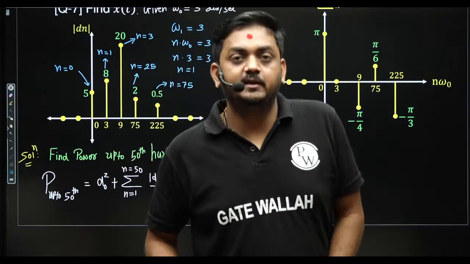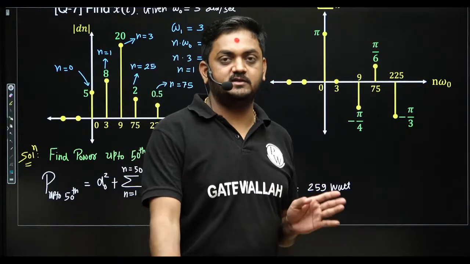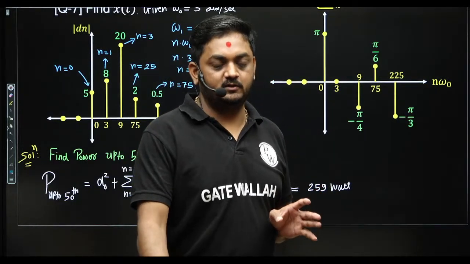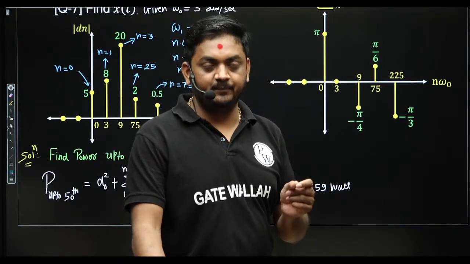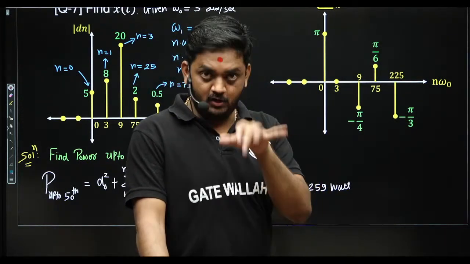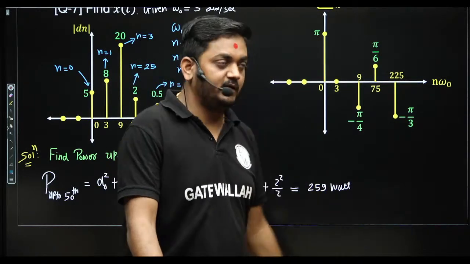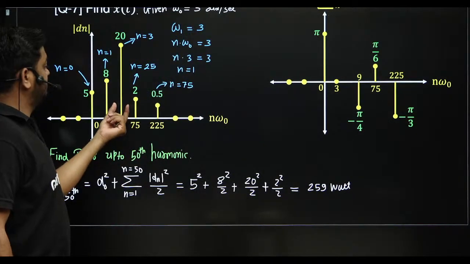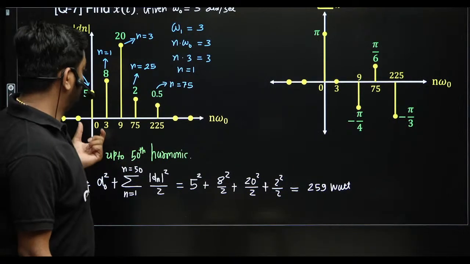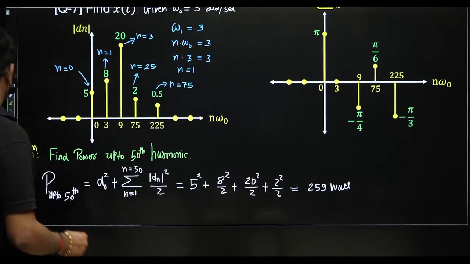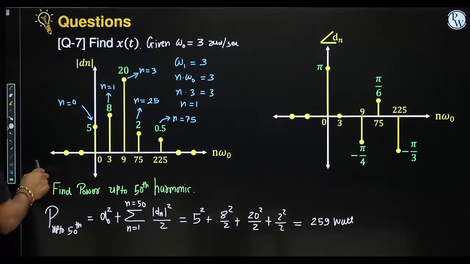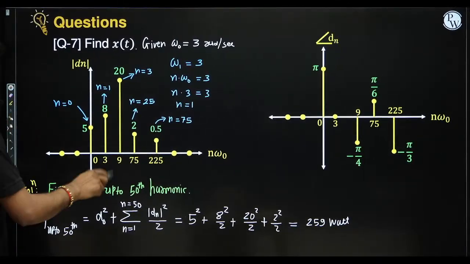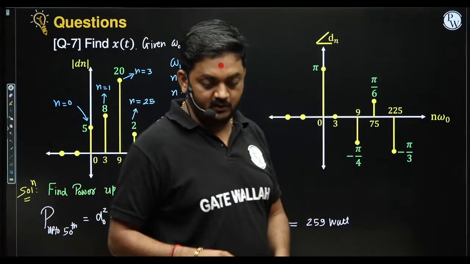So in this way they can ask the question. First question is what? They can ask find power. So they can ask find the total power. They can ask find power up to 50th harmonic. They can ask to find power of a particular harmonic, like find power of 25th harmonic. So 25th harmonic, this one guys. Find x of t guys. Okay. So if two-sided magnitude spectrum is given, then x of t in polar form guys. Polar form. Got it?